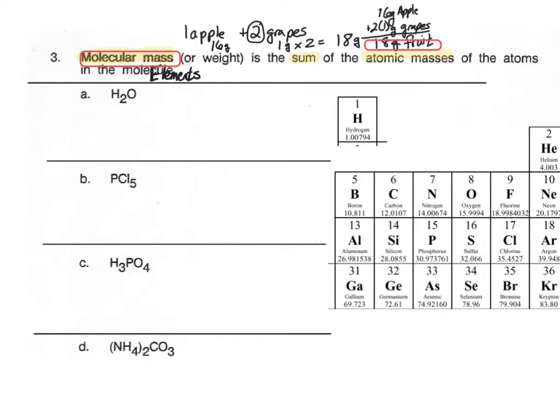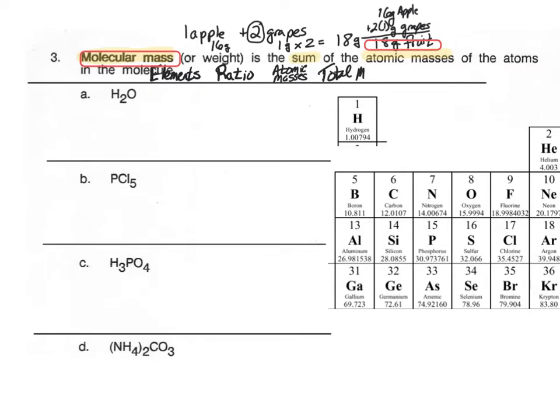The second step is to find out how many of that element is present in each molecule. The third step is then to find out what is the atomic mass of each of those elements. And finally, we're going to add that all up to find out what the total molecular mass is.